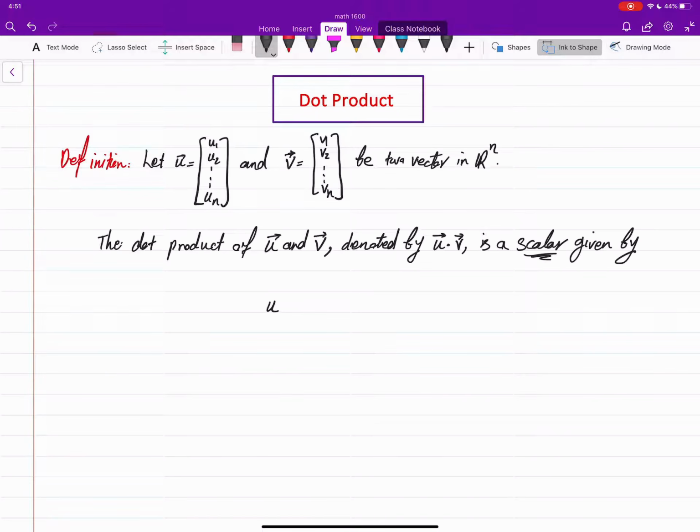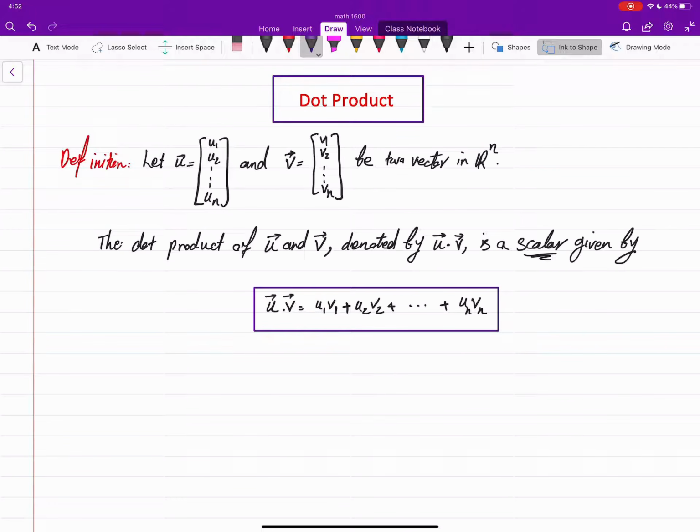Dot product of two vectors is a number given by the following. When you have u dot v, you multiply the first component to the first component, second to second, and continue to the nth component to the nth component. These are numbers, so then add all these numbers and get the number which is u dot v. This is the definition, and it happens for all Rn's, all pairs of vectors with the same number of components.